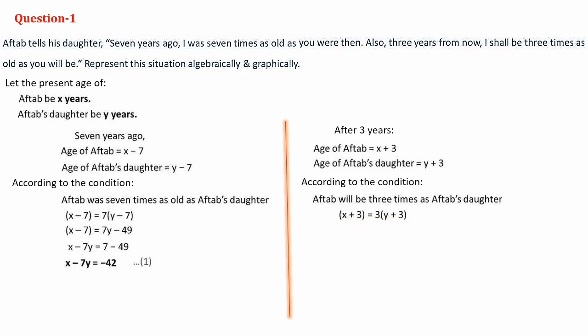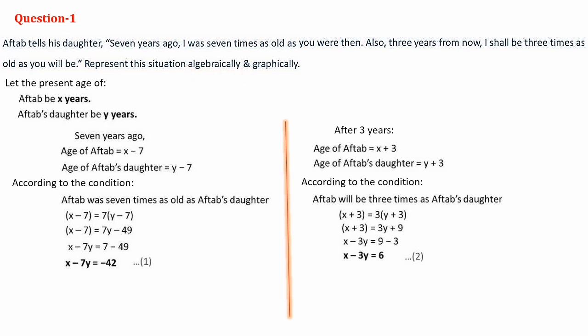As before, let's expand the equation: x plus 3 is equal to 3 into y, that is 3y, 3 into 3, that is 9. Bring the variables to one side and constants to the other side. Plus 3y comes to the left side as minus 3y, and plus 3 goes to the right side as minus 3, that is 9 minus 3. That is x minus 3y is equal to 6. This is the second equation.